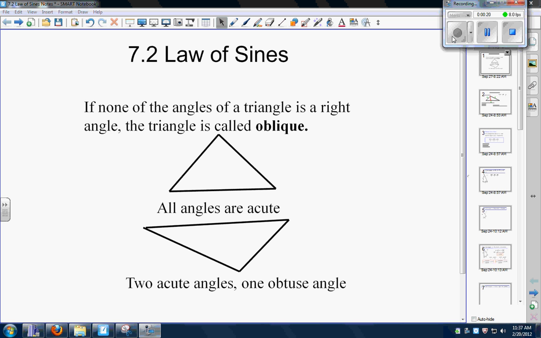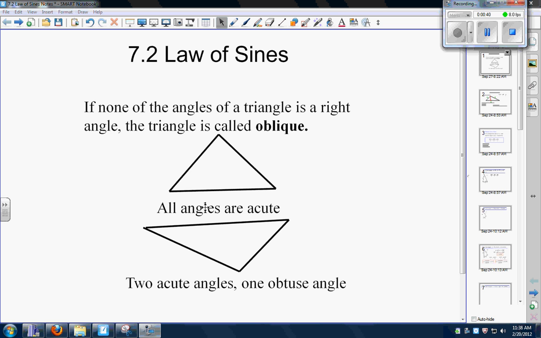So we've spent tons of time with right triangle stuff. We're now going to look at oblique triangles. Okay, so if none of the angles is a right angle, it's oblique. You can have the triangle on top there with all the angles acute, so smaller than 90. You can have this guy down here with two acute angles and one obtuse one.